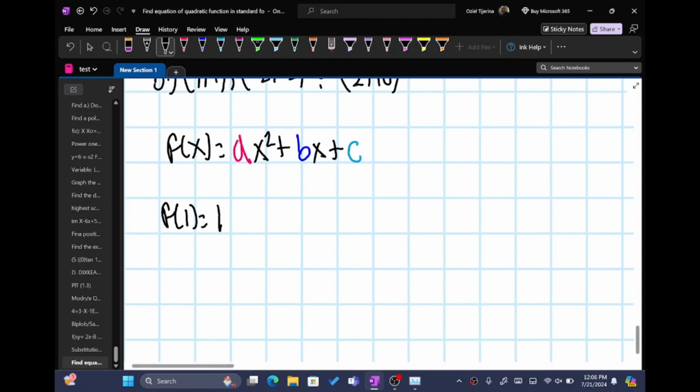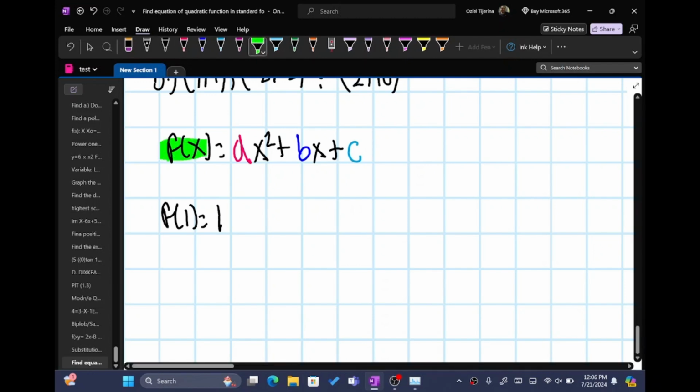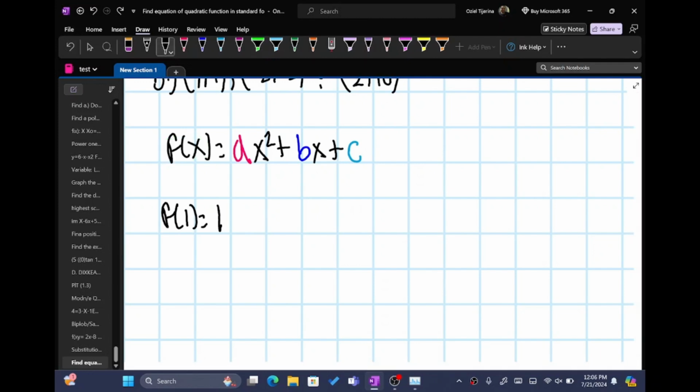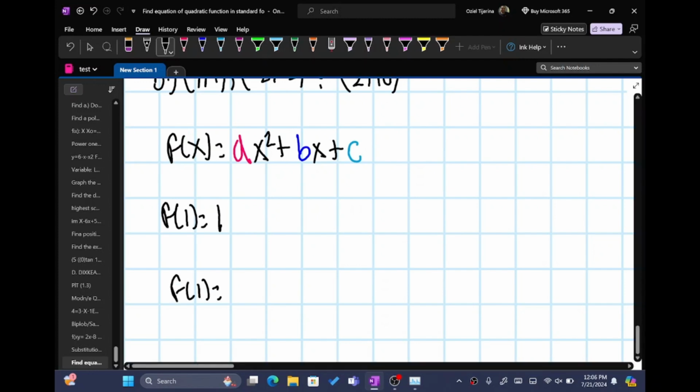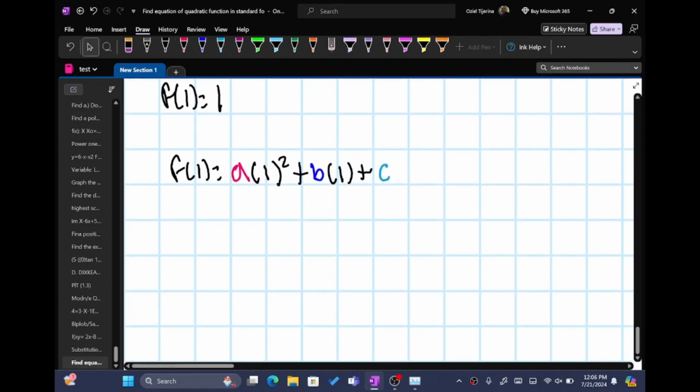So f of 1 is equal to a times 1 squared plus b times 1 plus c. Okay, so we know f of 1 is 1, so 1 equals a plus b, and then plus c, right?